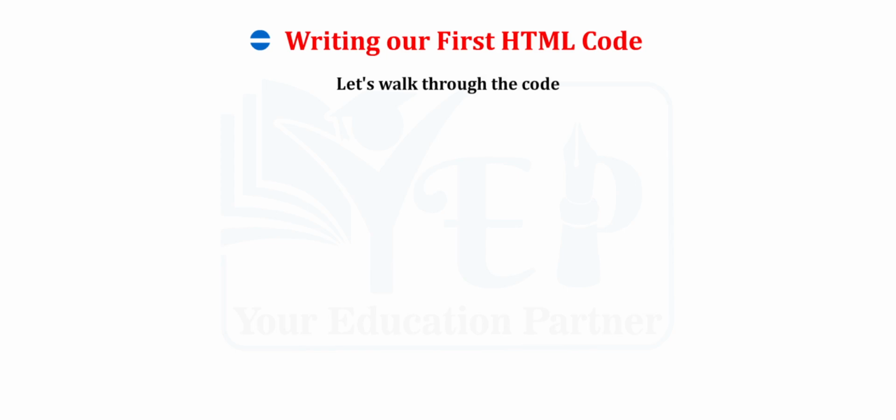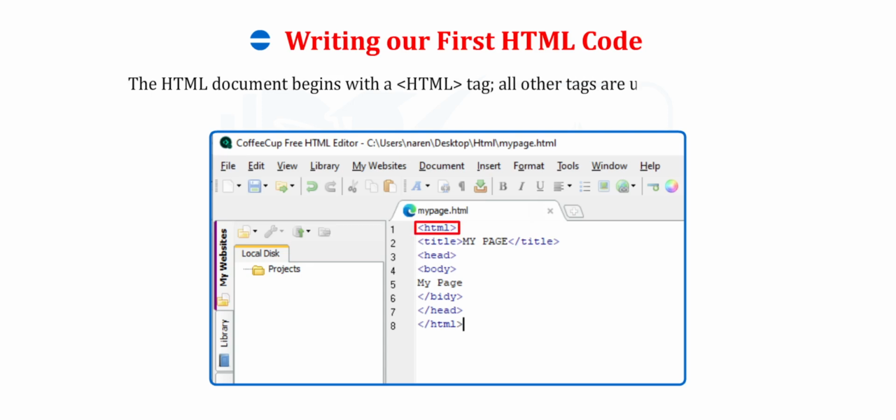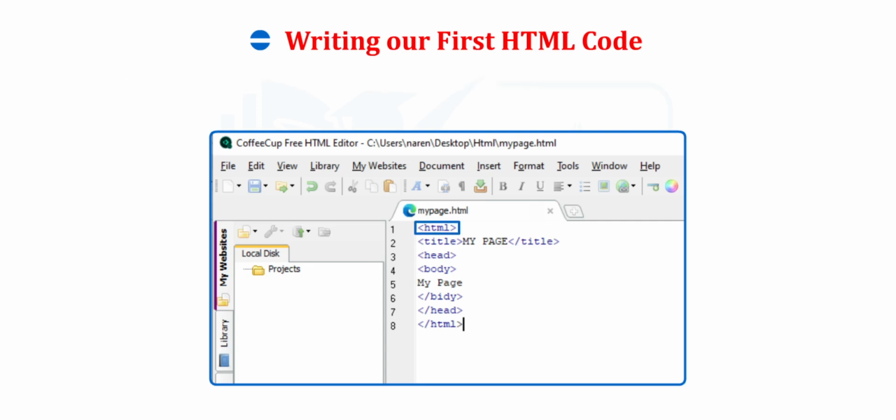Let's walk through the code. Line 1. The code starts with the HTML tag. The HTML document begins with an HTML tag. All other tags are used after this tag. It acts as a container tag for all other tags used in the code.